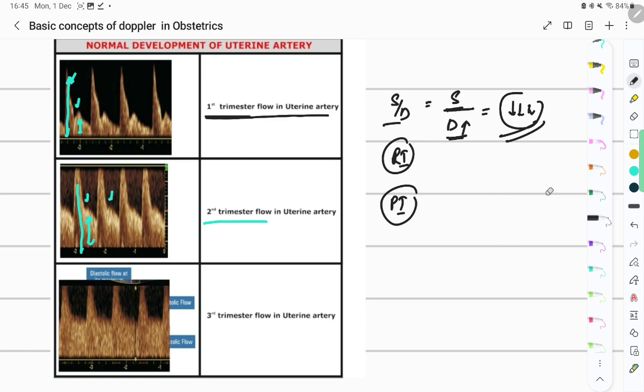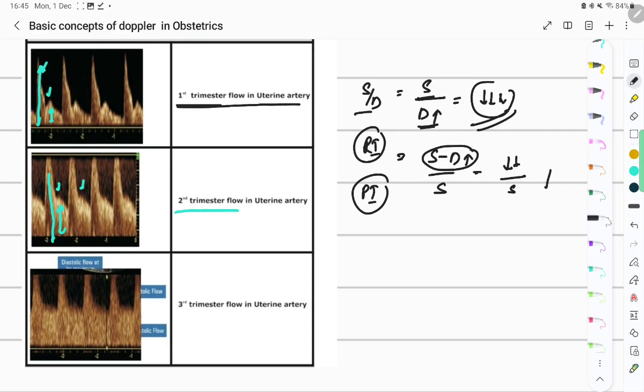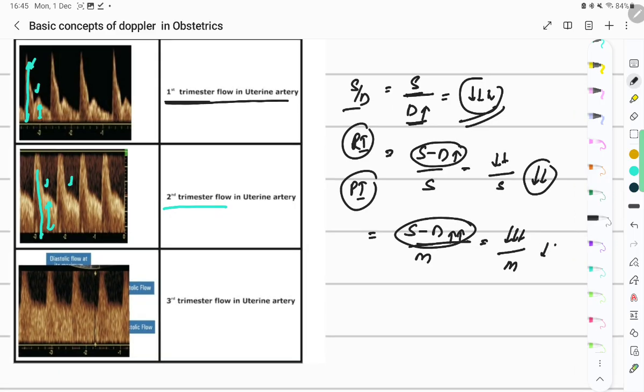Similarly, the same goes for RI and PI. RI is S minus D by S. If diastole is increased, the final S minus D value will be low. So RI will also decrease. Similar goes with PI also, S minus D by mean. If diastole is increasing, that means the S minus D value will also be low. So ultimately the PI value will be less.